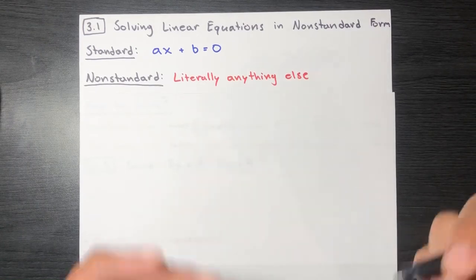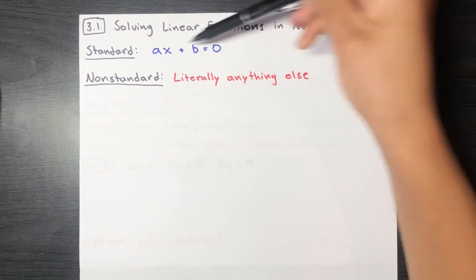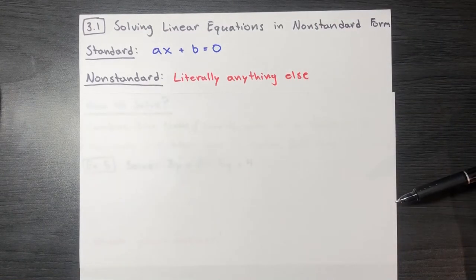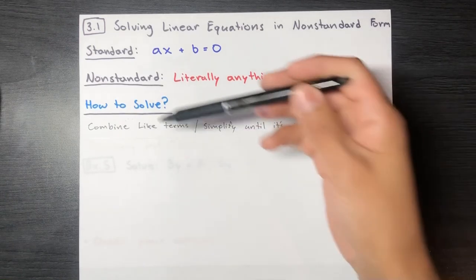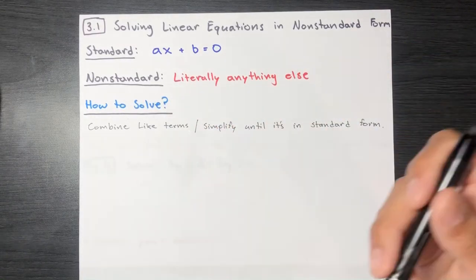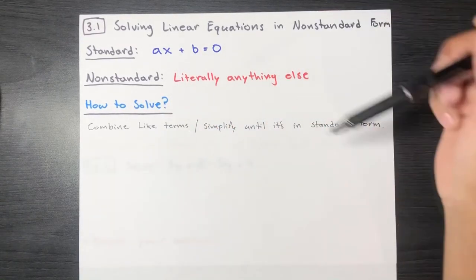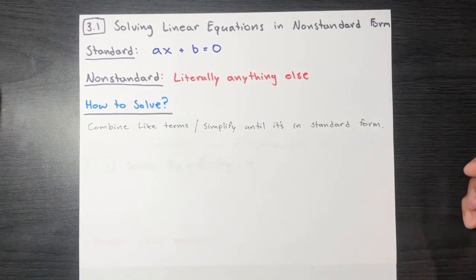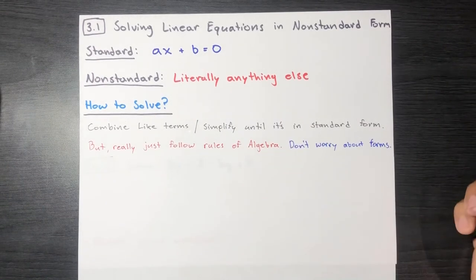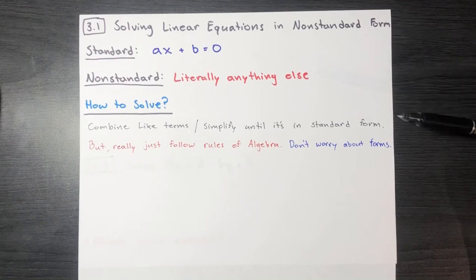So if your equation is written in a way that is not exactly like this, you know you're dealing with an equation that's in non-standard form. So how do you solve equations that are in non-standard form? Well, the official way to solve them is to first combine like terms or simplify until it is in standard form. And then once it's in standard form, you will follow the rules of algebra that I laid out before, where you isolate the variable and whatever you do to one side, you do to the other to solve for the variable.